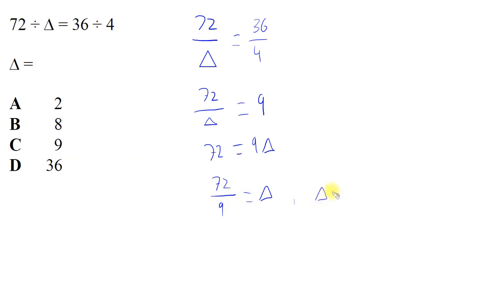Or the triangle is equal to, now what's 72 over 9? We know that 8 times 9 is 72, so the triangle is equal to 8. So our answer here should be B.